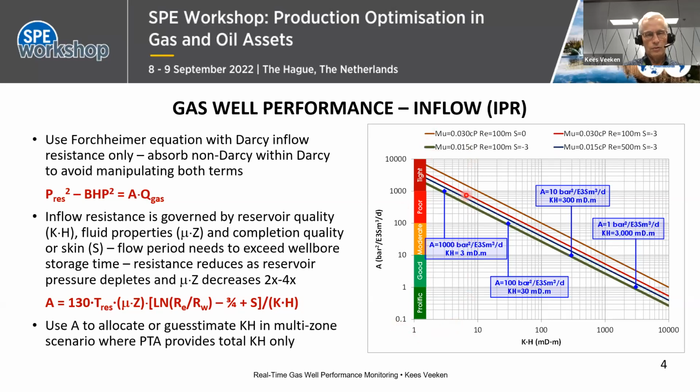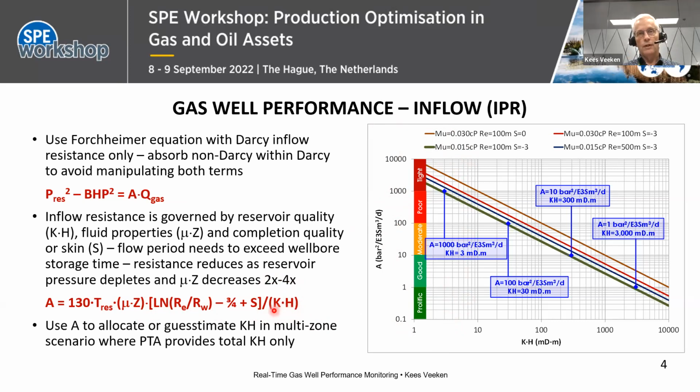I'm not showing it in this presentation, but the A is also quite handy because if you have an idea of the order of magnitude of some of these parameters, you can also estimate your KH, which could be quite useful. You could say, well, okay, but I do a pressure buildup and a pressure transient analysis, and I get my KH, and I also get my skin. So it's a lot better. In principle, that is a lot better.